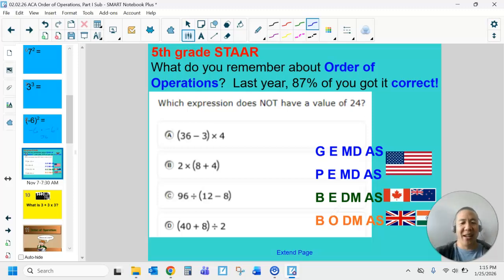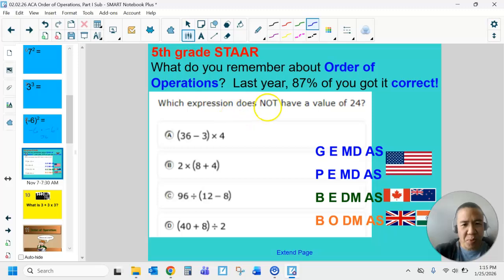Well, now it is next year. So this was a 5th grade STAR question. So you've probably seen this before. What do you remember about order of operations? Last year, 87% of you got it correct. So that's good. Most of you know how to do order of operations. You just don't know how to do the E part of it, but you do know the foundation of it.